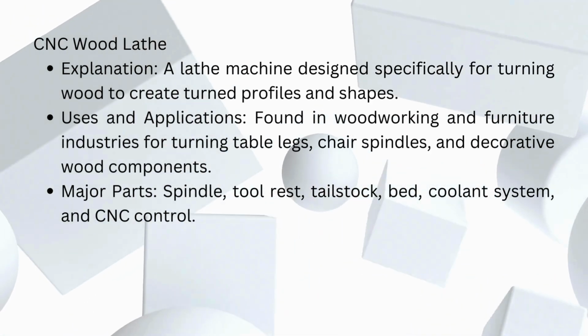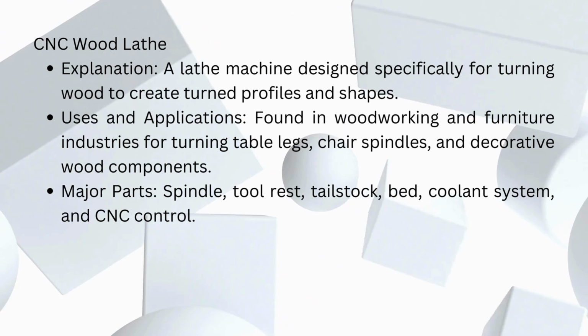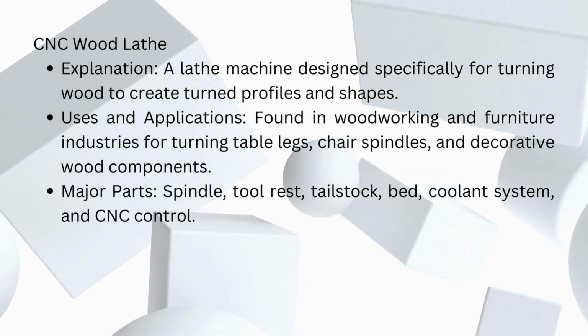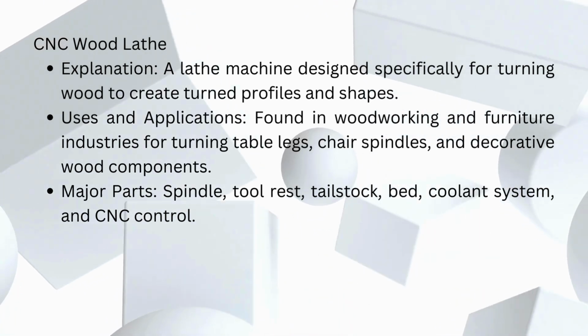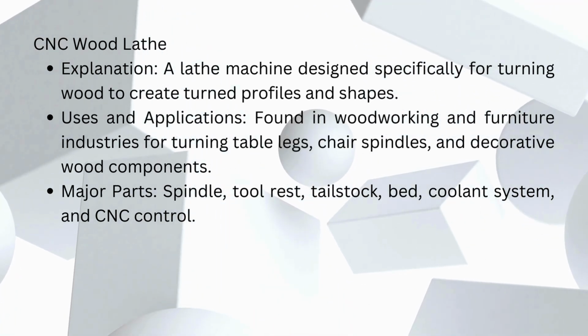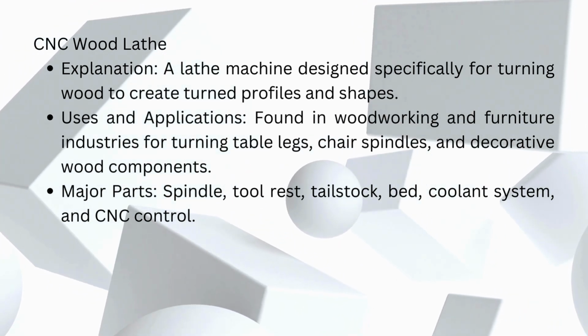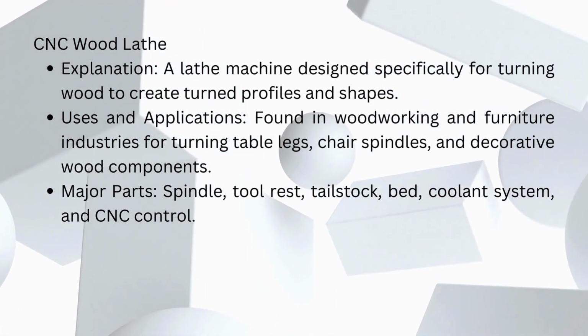CNC wood lathe. Explanation: a lathe machine designed specifically for turning wood to create turn profiles and shapes. Uses and applications found in woodworking and furniture industries for turning table legs, chair spindles, and decorative wood components. Major parts: spindle, tool rest, tailstock, bed, coolant system, and CNC control.